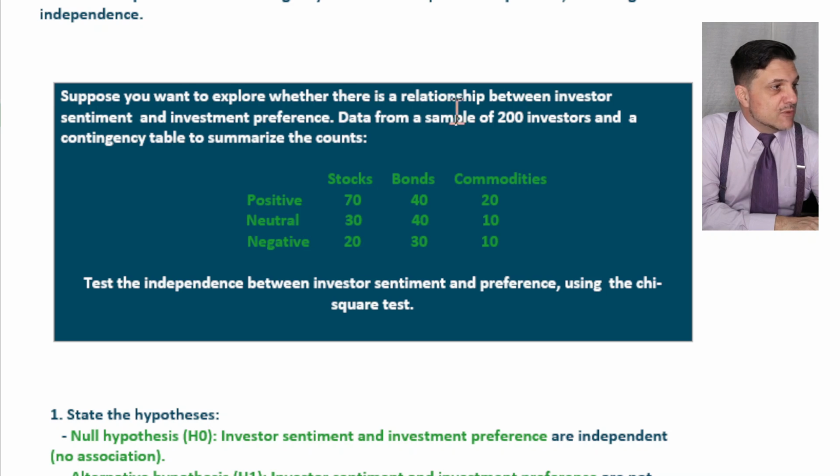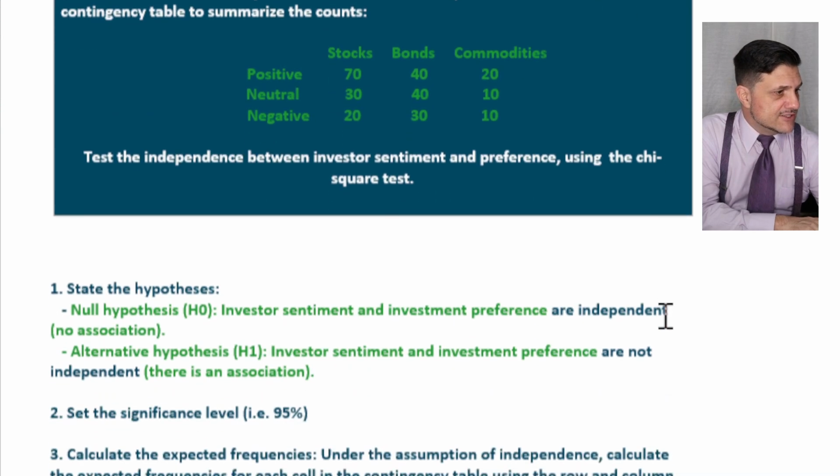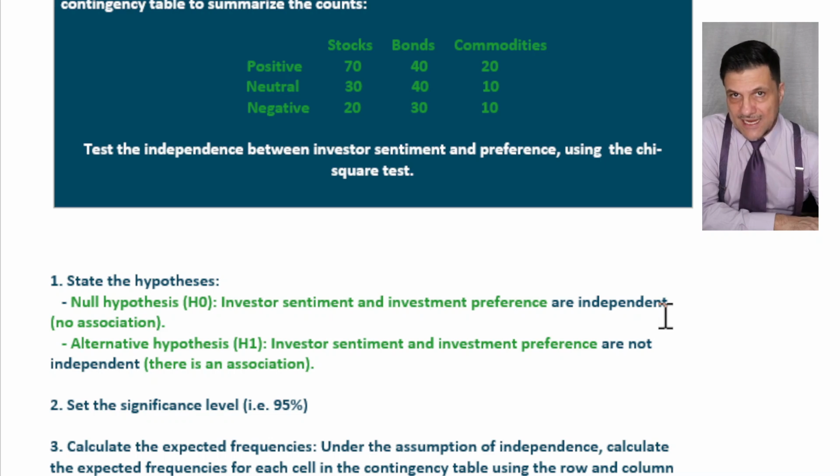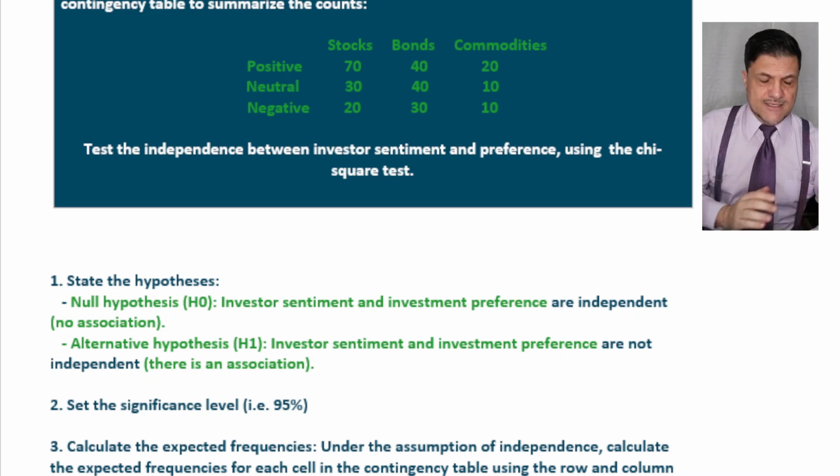Suppose you want to explore the relationship between investor sentiment and the investment. So you have stocks, bonds, commodities, and you have a positive, neutral, negative sentiment associated with each one of those three. We're going to test the independence of that using a chi-square test. Let's see how this is done. So this is not the ranking test, okay? Because this is parametric. So for parametric, I just need to do as given, okay?